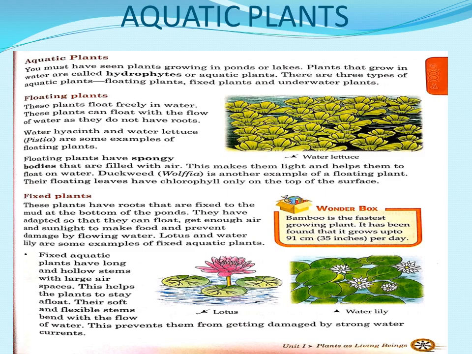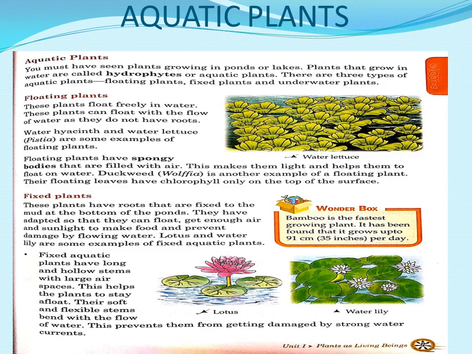There are 3 types of aquatic plants that we will read in this chapter. First one is floating plants, plants that are floating on the surface of the water, then fixed plants, and then at the end underwater plants. So basically there are 3 types of plants that can be seen in the water. The first one, follow page number 7 everybody. The first one, floating plants.